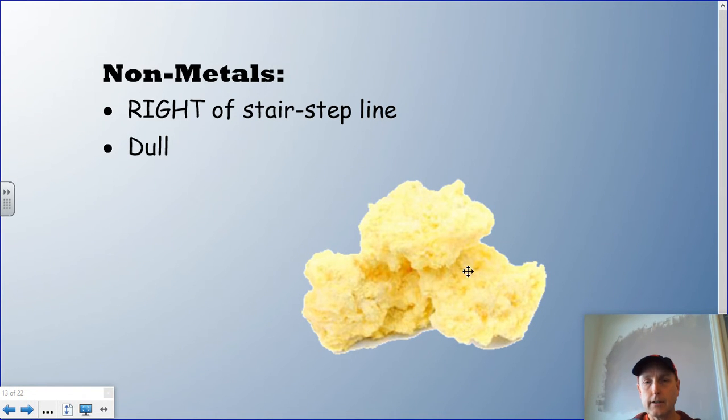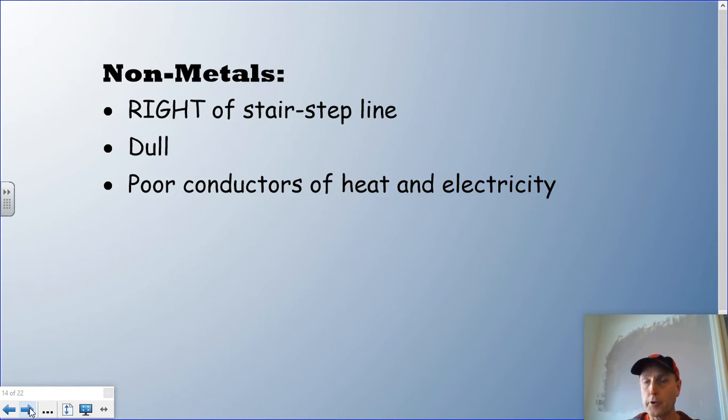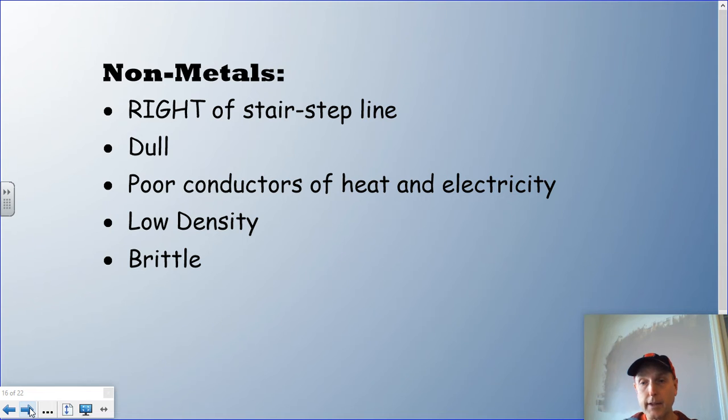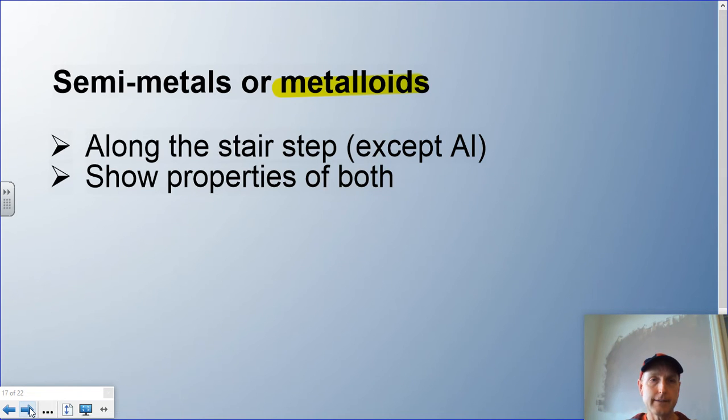Nonmetals usually have a dull appearance, like this piece of sulfur. They're poor conductors of heat and electricity, so they're not very good for wires. And they have a low density, and they tend to be brittle, so if you hit them with a hammer, they just shatter into pieces.